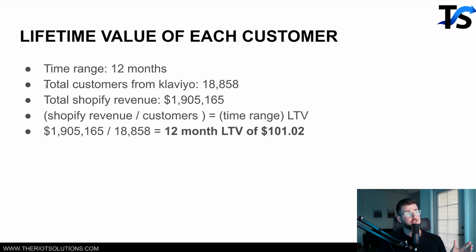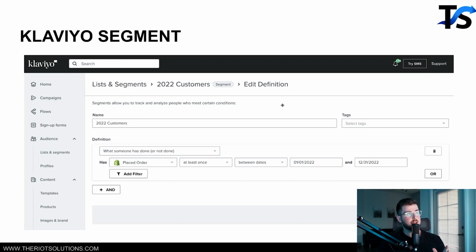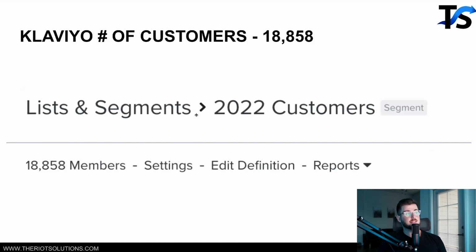What you want to do is you want to take your total customers from Klaviyo, and it's very simple. Just go to Klaviyo, go ahead, do a new segment, 2022 customers. What has someone done? And that's placed an order at least once. Okay, that's the key thing, once between dates, and then the time range. I chose to get in 12 months. Okay, now what that's going to do is that's going to give me a list of customers.